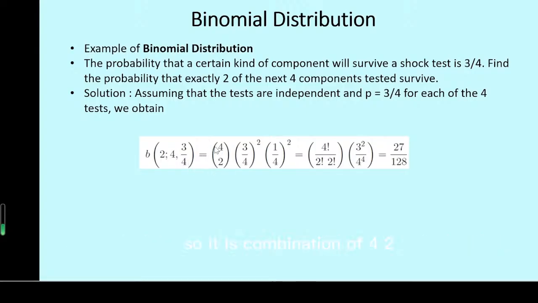So it is C(4, 2) times (3/4) to the power 2 times (1/4) to the power 2. The combination C(4, 2) equals 4 factorial divided by 2 factorial times (4 minus 2) factorial, which also equals 2 factorial, right? Then we fill in the formula and we get the result, 27/128.